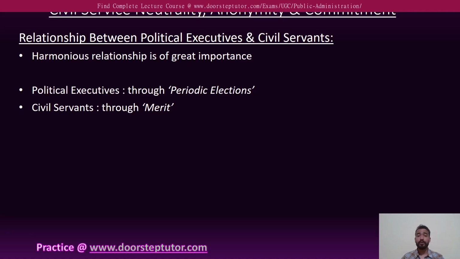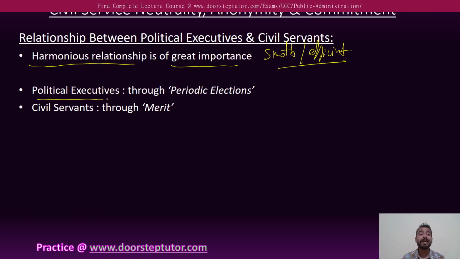Before we talk about the concept of neutrality, anonymity, and commitment, it is important to understand what kind of relationship exists between the political executives and the civil servants. As we all know, a proper and harmonious relationship is of great importance for the smooth and efficient functioning of the government machinery.